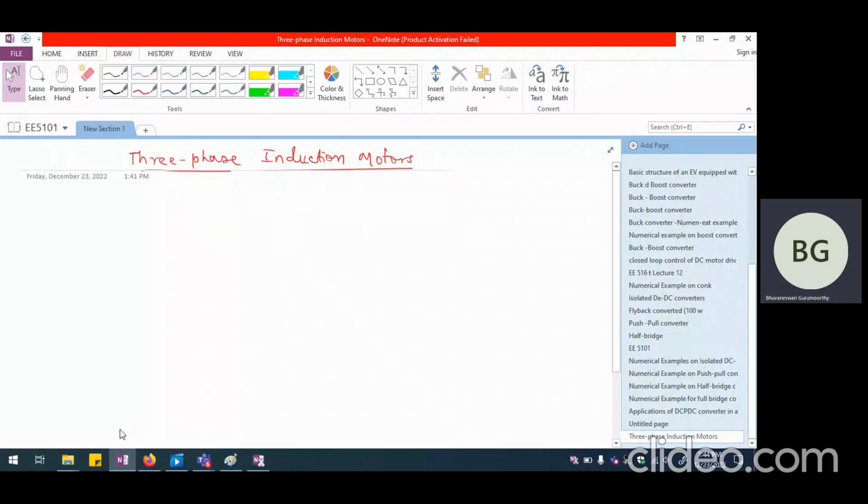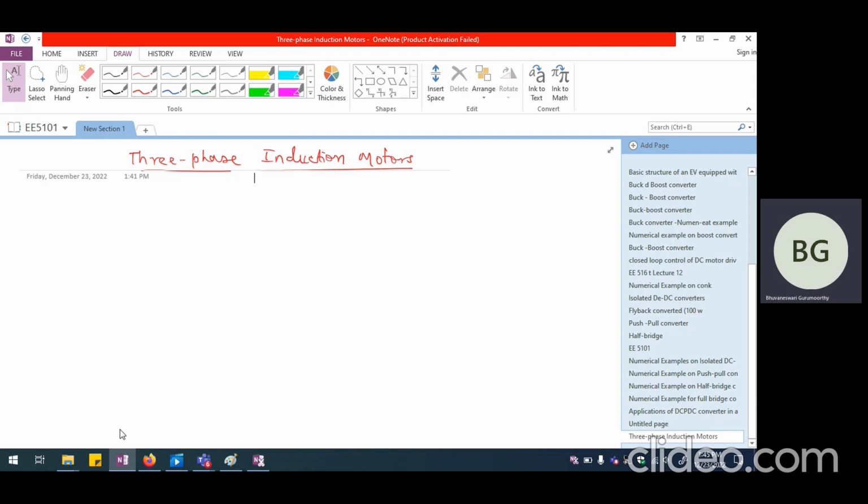Okay, good afternoon. We are going to start on three-phase induction motor drives today. We had already seen various power converter topologies like AC to DC, DC to DC, DC to AC, and so on. And we had also taken a look at how to apply, for example, a DC to DC converter to control the speed and torque of a DC motor.